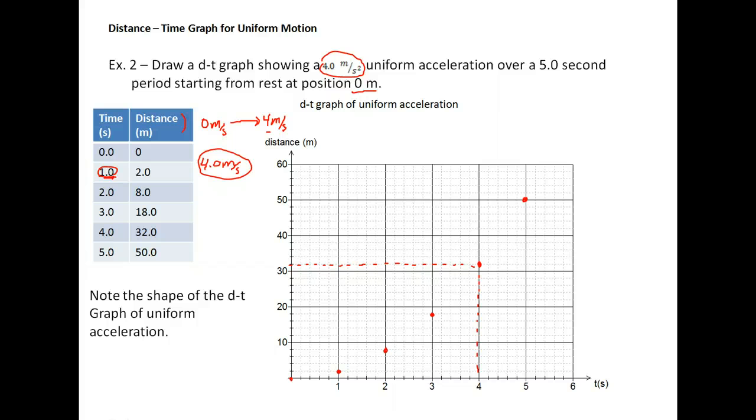Now, trying to draw a straight line here, you wouldn't get one. It won't work because you don't have a constant velocity.